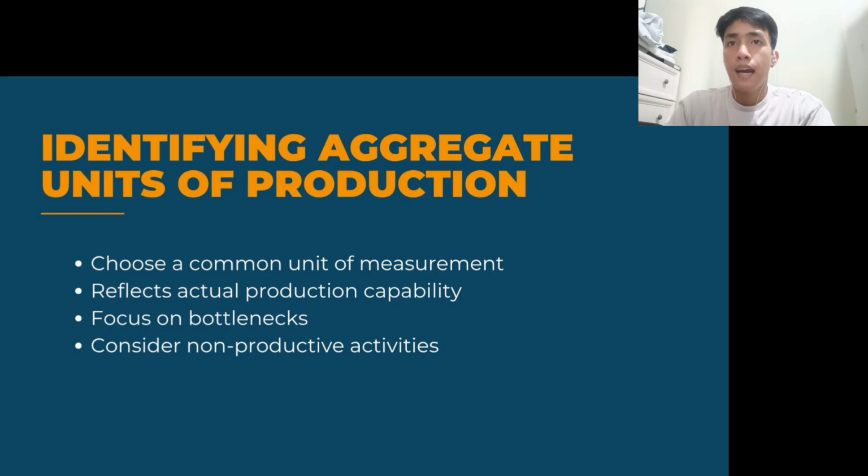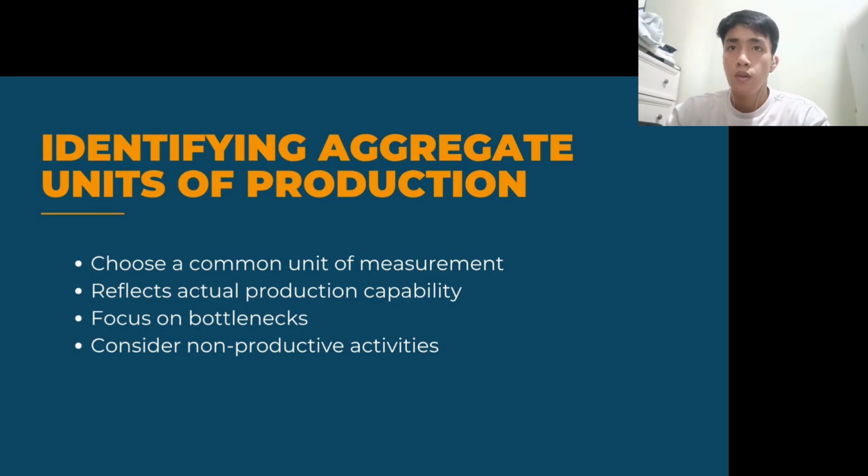Also, kailangan din i-consider yung mga activities na kakain ng time. Hindi directly nagpo-produce ng output like setup time, maintenance, or machine downtime. Kasi kung hindi mo sila isasama sa plan, magmumukhang mas mataas yung capacity mo kaysa sa actual. And that can lead to unrealistic plans na hindi naman kayang i-implement.